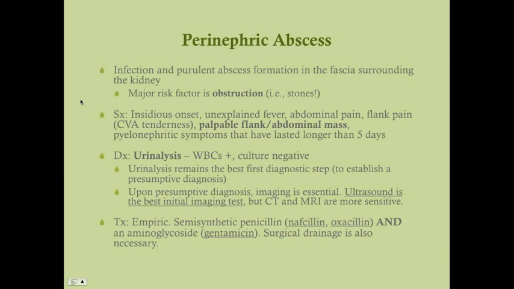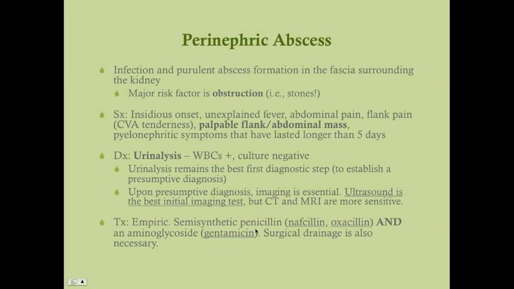So once we've imaged the perinephric abscess, and that's necessary for diagnosis, then we're going to treat them empirically. So empiric therapy for a perinephric abscess is going to include a semi-synthetic penicillin, and that's treatment for Staph aureus. So that would be nafcillin or oxacillin. And then we also give them an aminoglycoside, so gentamicin is most commonly used. And then we also have to drain the abscess, and that's done percutaneously. So this is going to be a combination of medical and surgical therapy.